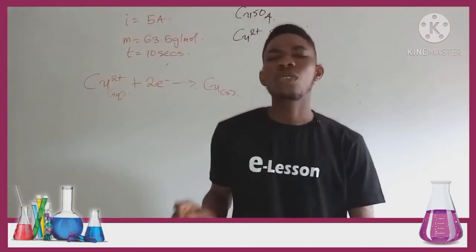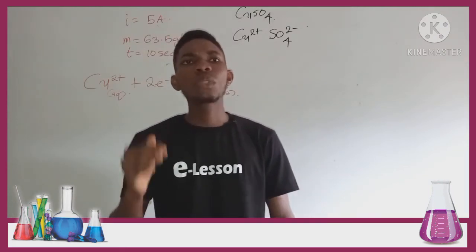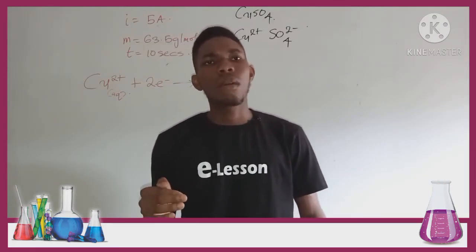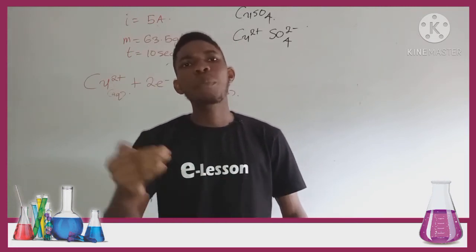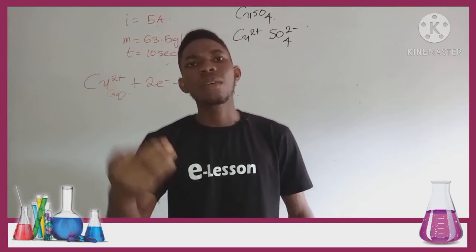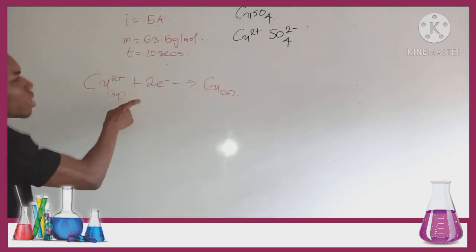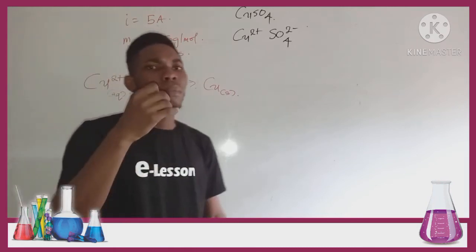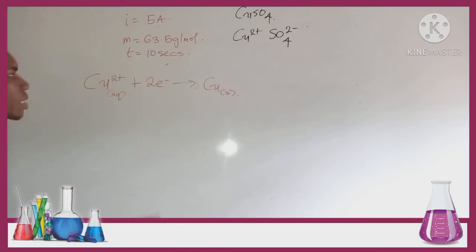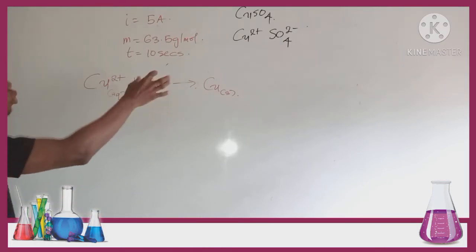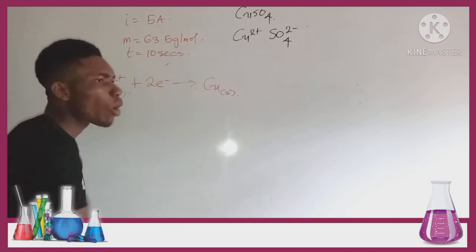Now, this brings us to Faraday's first law of electrolysis, which states that the quantity or the mass of an element deposited at an electrode is directly proportional to the quantity of electricity passed through it. So the quantity of electricity that is passed through this will determine the mass of the element that will be deposited. Now, for this case, 2 Faraday of electricity deposited 1 mole of the compound.